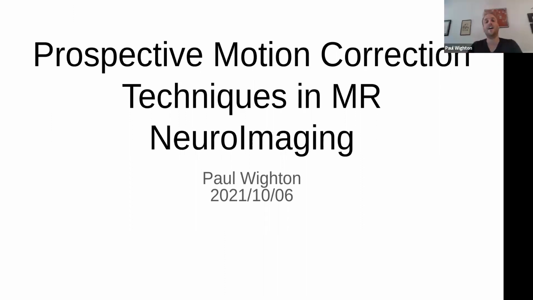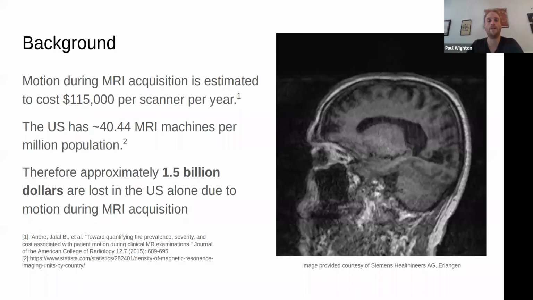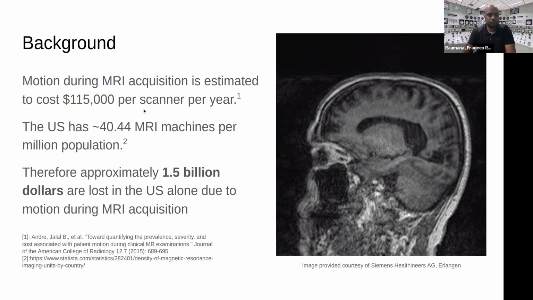Great, okay. Today I'm going to give an overview of prospective motion correction techniques in MR neuroimaging. And just a bit of motivation for why we're working on this problem. There was a great paper. Can people see my mouse if I move it around on the screen? Yes. Okay, great, so I can point at stuff.